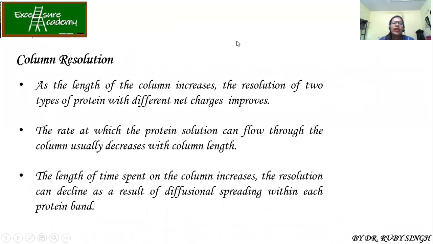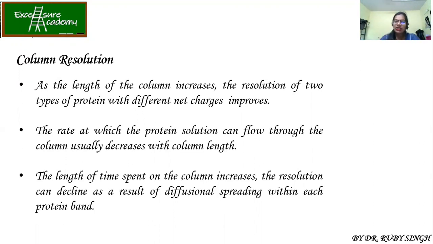Okay. Now talking about the column resolution, it means what? In the same way we talk about the microscope and magnification, right? So we need to talk about the column resolution also. Resolution means how nicely two different types of proteins have been separated, right? In the same way, in the microscope also we see how distinctively the two objects have been separated so that we can see both objects clearly and not as a merged one. In the same way, we also want our proteins to be separated very distinctively.